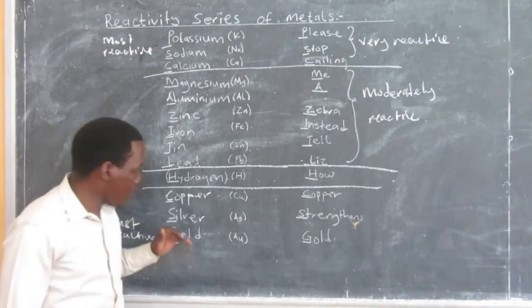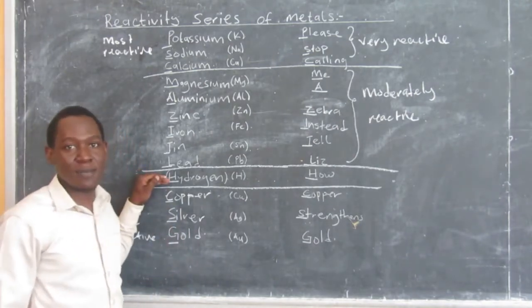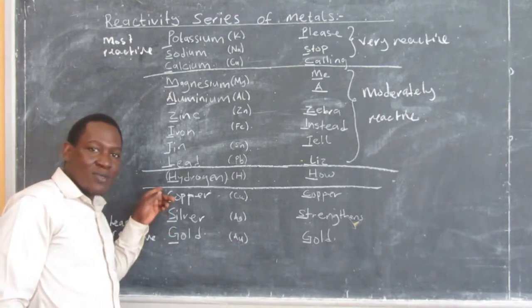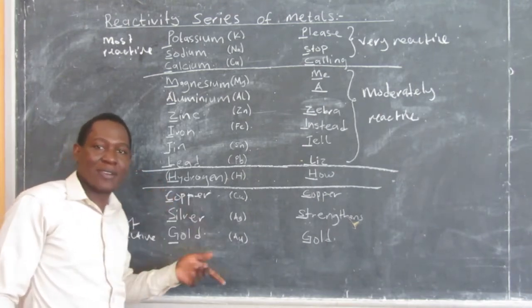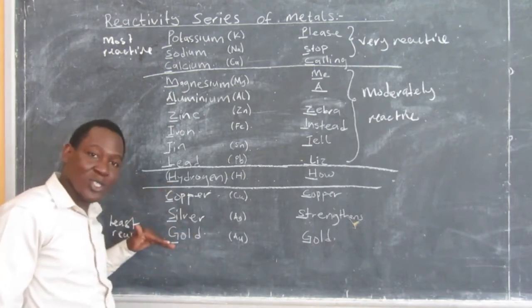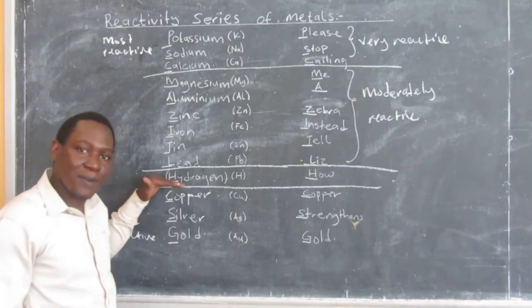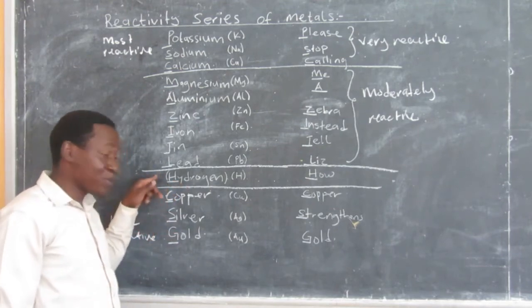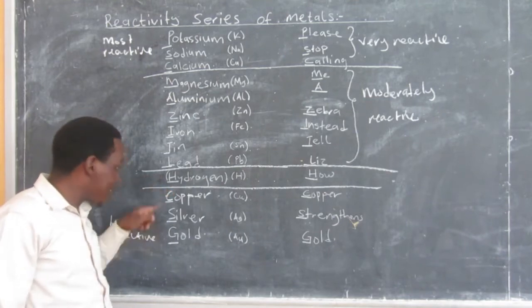Reason being, they are below hydrogen in the reactivity series, meaning that an element which is below hydrogen can't displace hydrogen. Are you getting that? The element in the upper position can displace the element in the lower position. Meaning that copper cannot displace hydrogen, silver cannot displace hydrogen, and the same thing, gold cannot displace hydrogen.